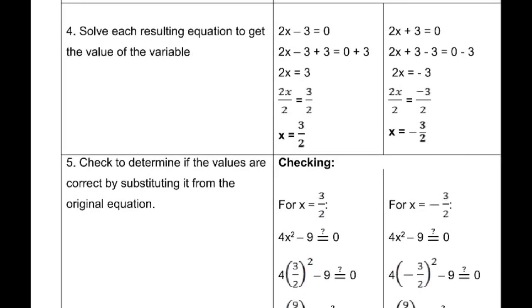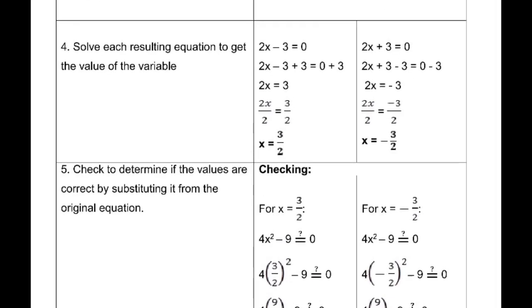Then solving for the value of x, applying the zero product property, 2x minus 3 equals 0, or 2x plus 3 equals 0. Then solving the equation, for 2x minus 3, transpose negative 3 to the right side, this will become plus 3, so 2x equals 3. Then divide both sides by 2 to eliminate the numerical coefficient of x. So 2x divided by 2 is equal to x. Then 3 divided by 2 is equal to 3 halves. So x here is equal to 3 halves.